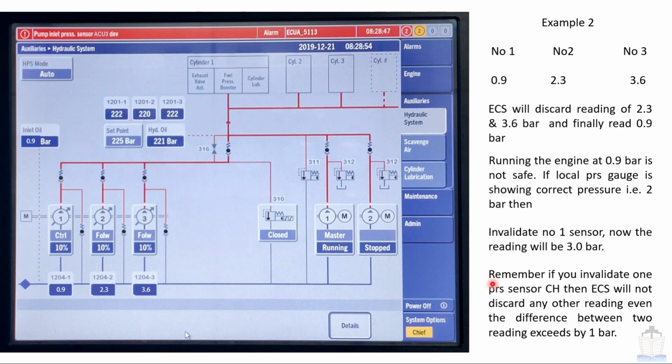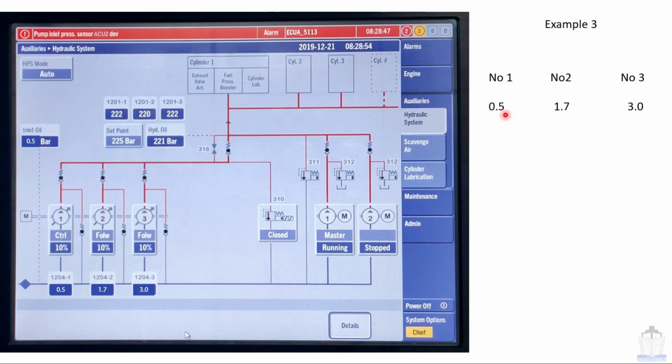Okay. Next, remember, if you invalidate one pressure sensor channel, then ECS will not discard any other reading even if the difference between two readings exceeds 1 bar, which is applicable in this case. In this case, all readings are erratic because the difference between any two readings is more than 1 bar. And if you invalidate any channel, then ECS will not omit or discard any other channel's input values and it will take the average of the remaining two values. I hope this is clear. Now moving to example number 3.